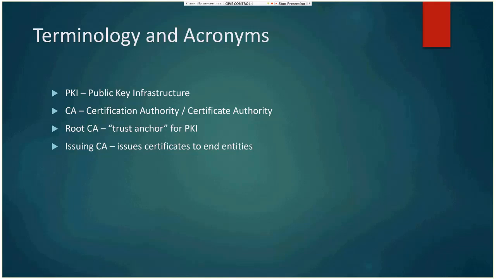It has a root certificate. If you have a 1-tier PKI, it will issue certificates to everyone. If you have a 2-tier PKI, it only issues certificates to the issuing CAs. And then the job of the issuing CAs is to issue certificates to all your end entities: your servers, your users.